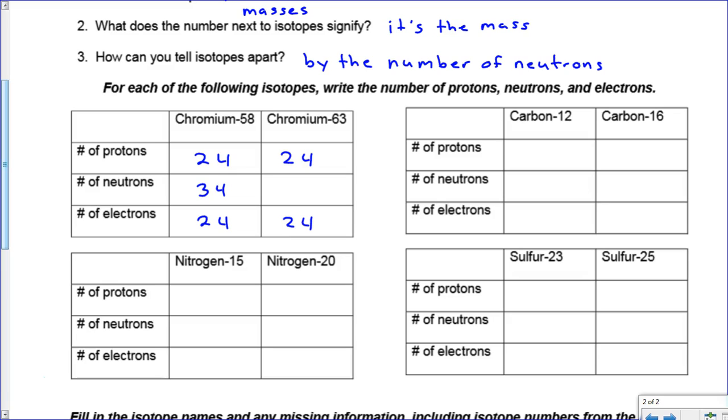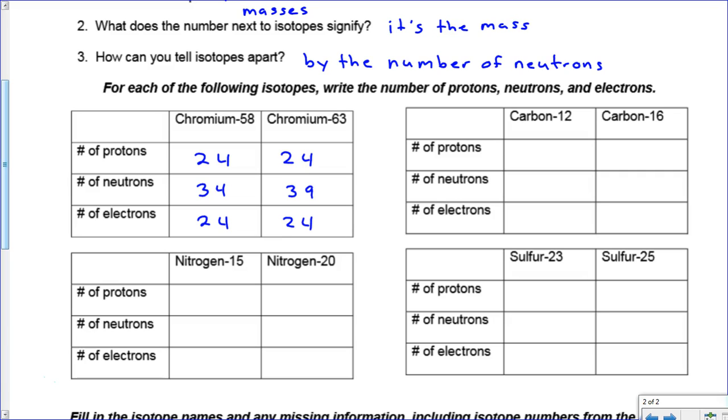The next one has to have a mass of 63. We know it has 24 protons. That means it needs 39 neutrons to make up the remainder of the mass to have 63. And again, we ignore the electrons because they have insignificant mass compared to the other things.